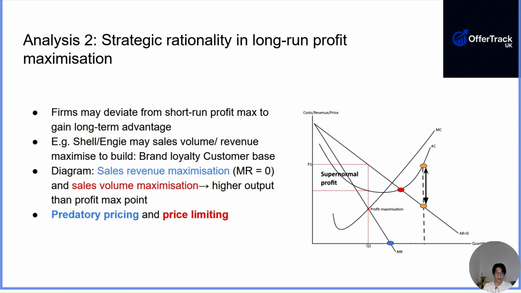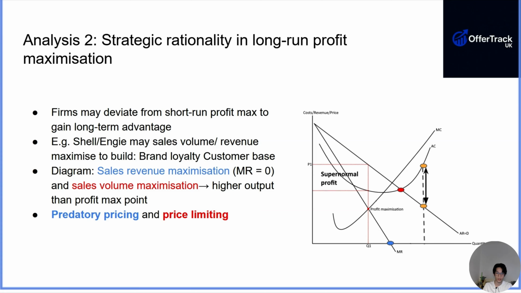Okay, now let's look at another way rationality can explain the behavior of firms, even when firms don't seem to be profit maximizing in the short run. Think about this. A firm may deliberately choose not to make profit right now because it's aiming to make even more profit later on. That's still rational, just long-term rationality. Take Shell or Engie again.